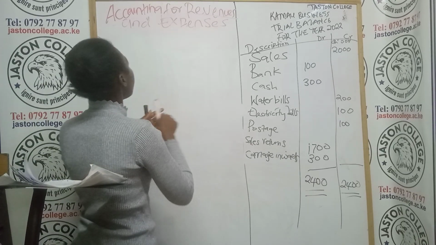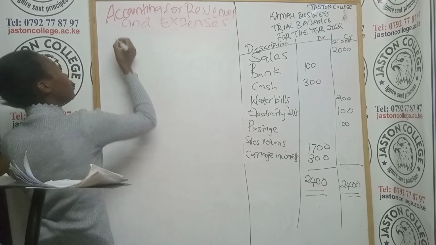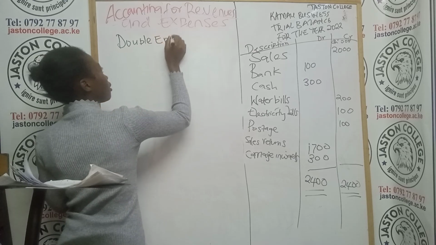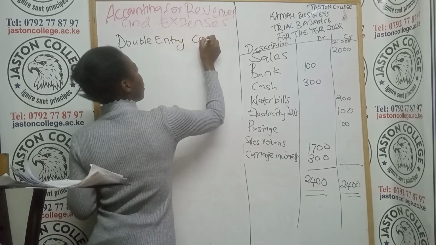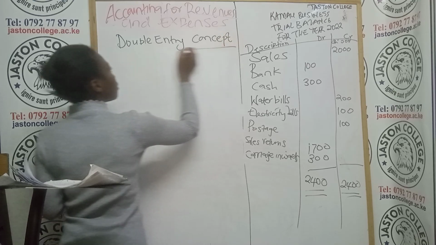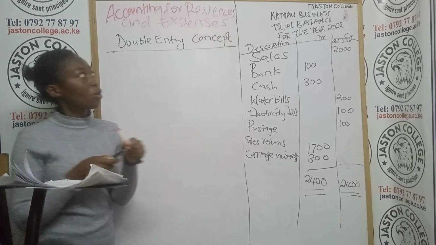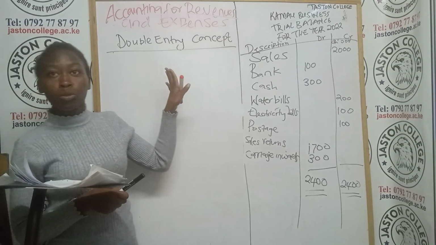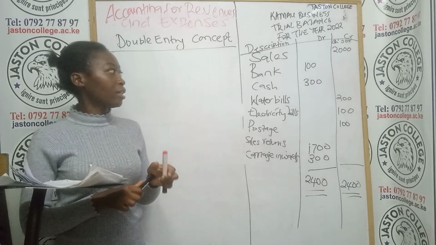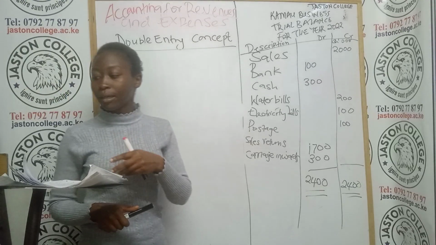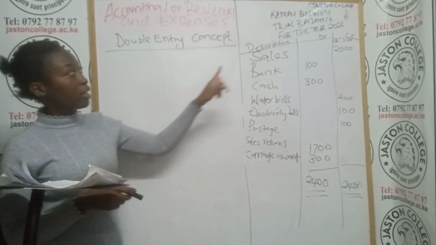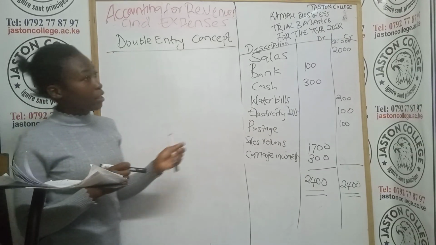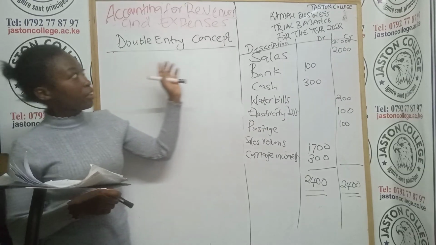So the double entry concepts. Our double entry concept states that we should have two transactions affecting our day books or affecting our source documents. That is the debit and the credit side. So let's say we have the debit and the credit side.